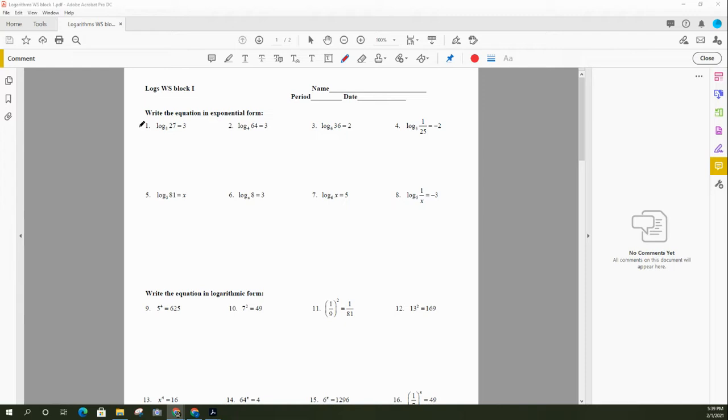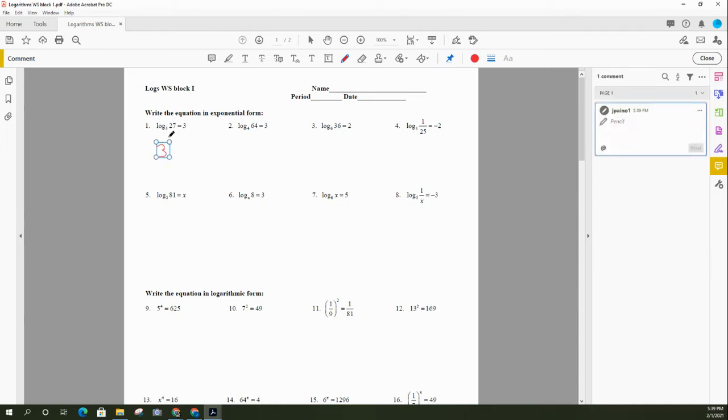All right, and so what I tried to stress in today's lesson was that a log is an exponent. So whatever's on the other side of the equal sign is the exponent. We're telling you what the base is, log base 3. So the base is 3, the exponent is 3, and it's going to equal 27. All right, and we just go through that and do that for all 8 of these.